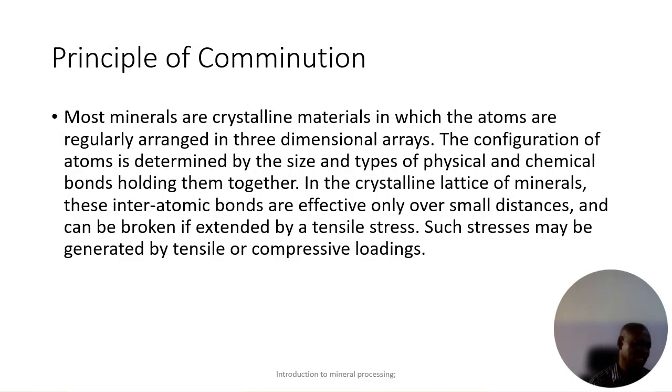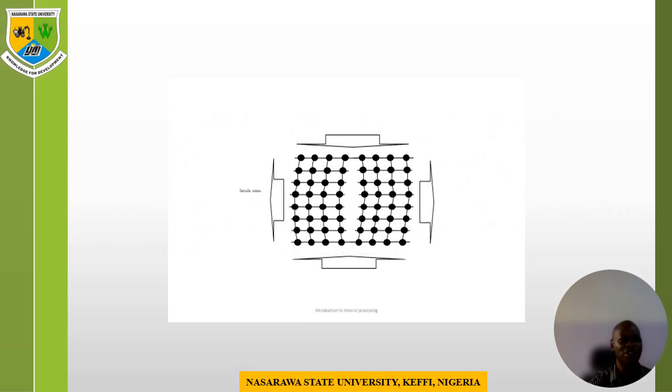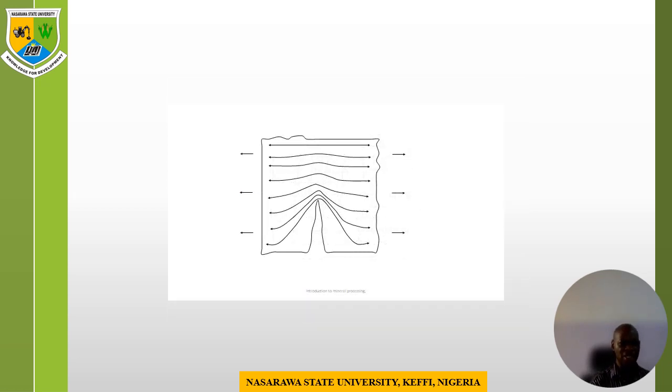The principle of comminution: minerals are crystalline materials and their atoms are regularly arranged in a three-dimensional array. The configuration of these atoms depends on the size and type of the physical and chemical bonds holding them together. In the crystal lattice of minerals, these interatomic bonds are effective only over small distances and can be broken if extended by tensile stresses. Such tensile stresses may be generated by tensile or compression forces. This is a typical example of pulling on a particular mineral. Right? This is similar.